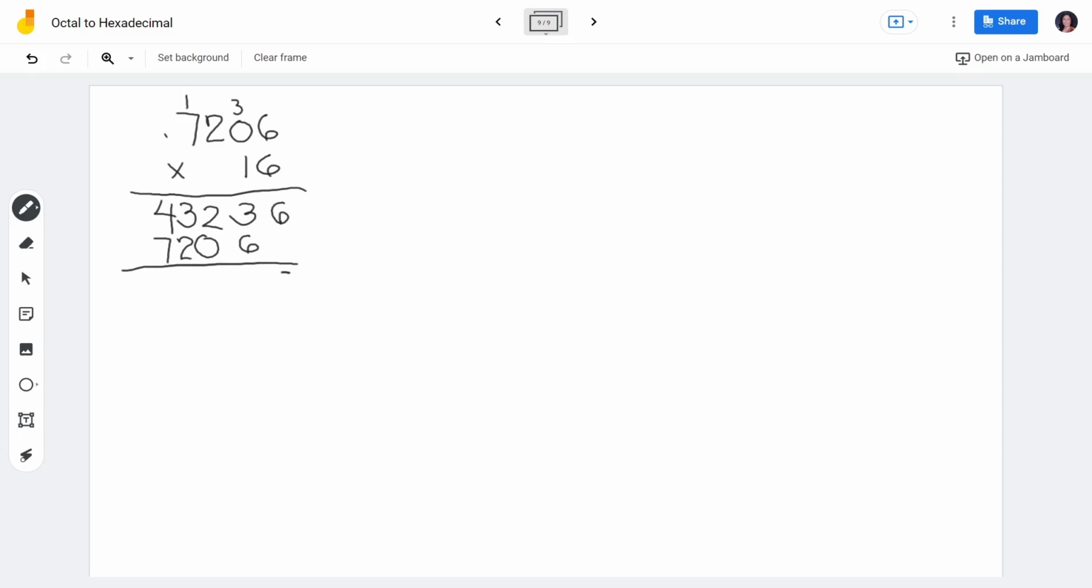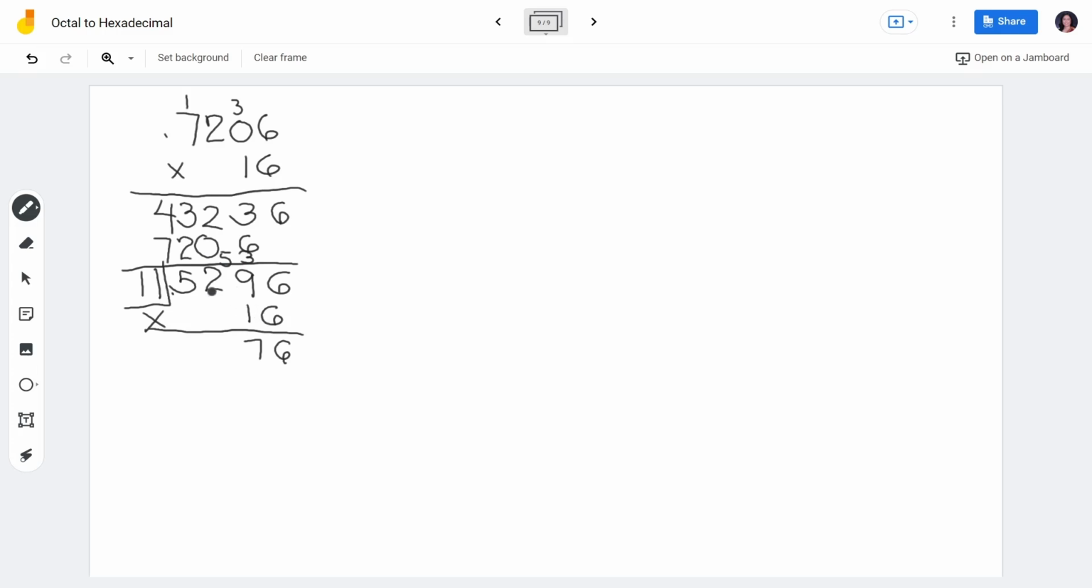So we have 6. 3 plus 6 is 9. 2 plus 0 is 2. 3 plus 2 is 5. 4 plus 7 is 11. Then leave 11 for the next multiplying it by 16. Okay, next. 6 times 6 is 36. 9 times 6 is 54. Plus 3 is 57.